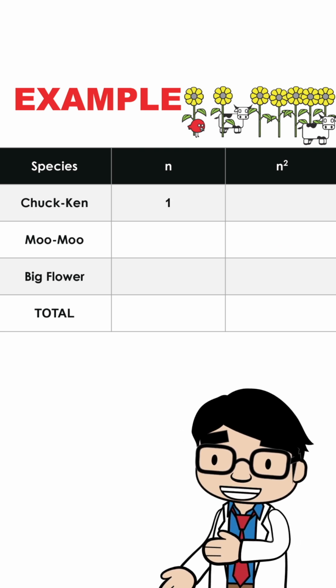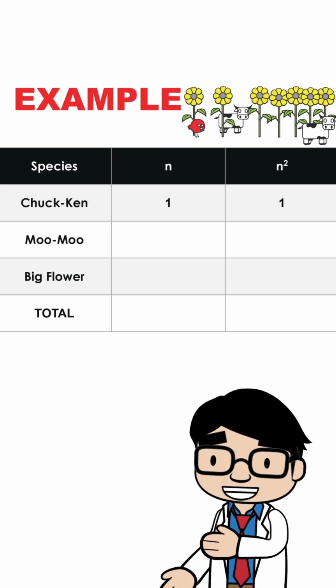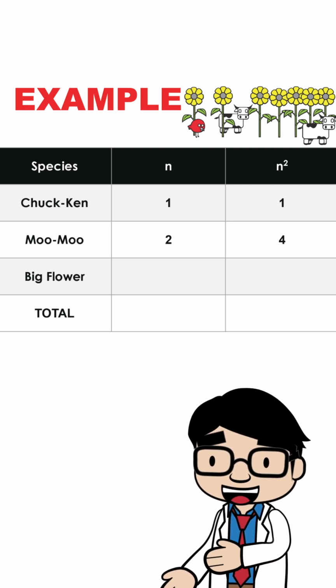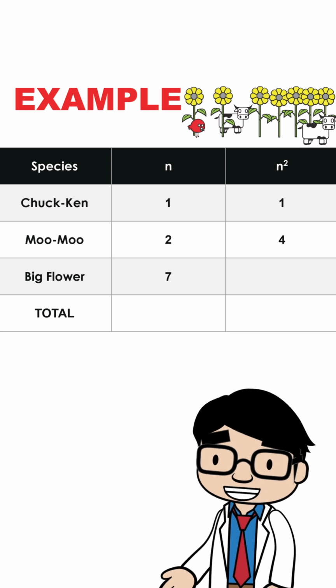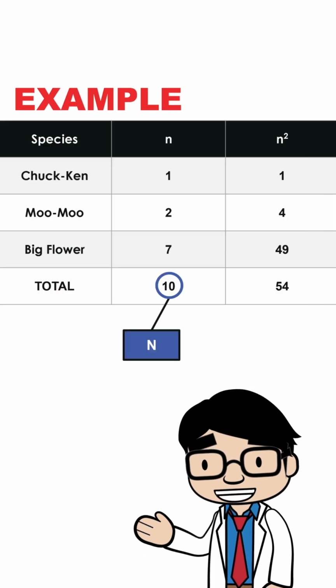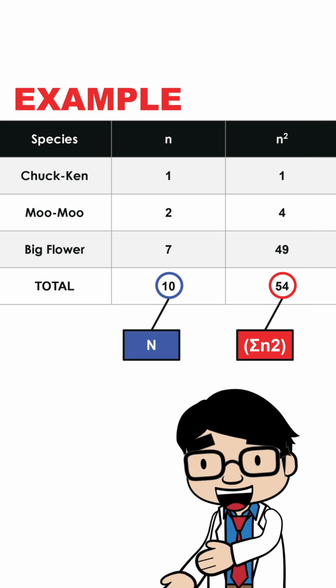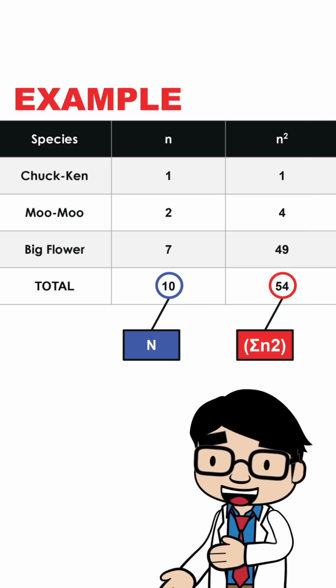The total number of chuckins is 1, and 1 times 1 is 1. The total number of moo-moos is 2, and 2 times 2 is 4. And we have 7 big flower plants, and 7 times 7 is 49. The totals of each column are 10 and 54 respectively. 10 is capital N, the total number of all species, or the total population of an area. 54 is sigma little n squared, the sum of the individual populations squared.